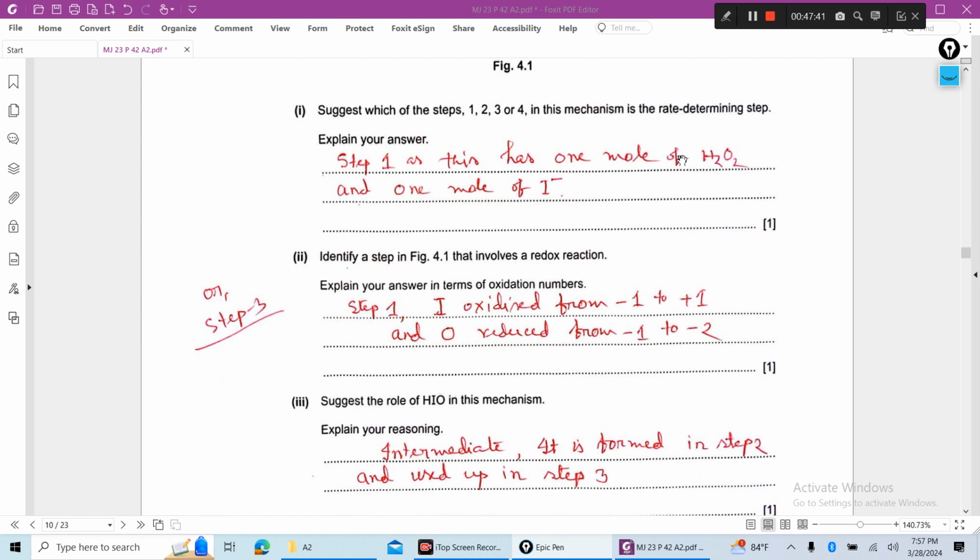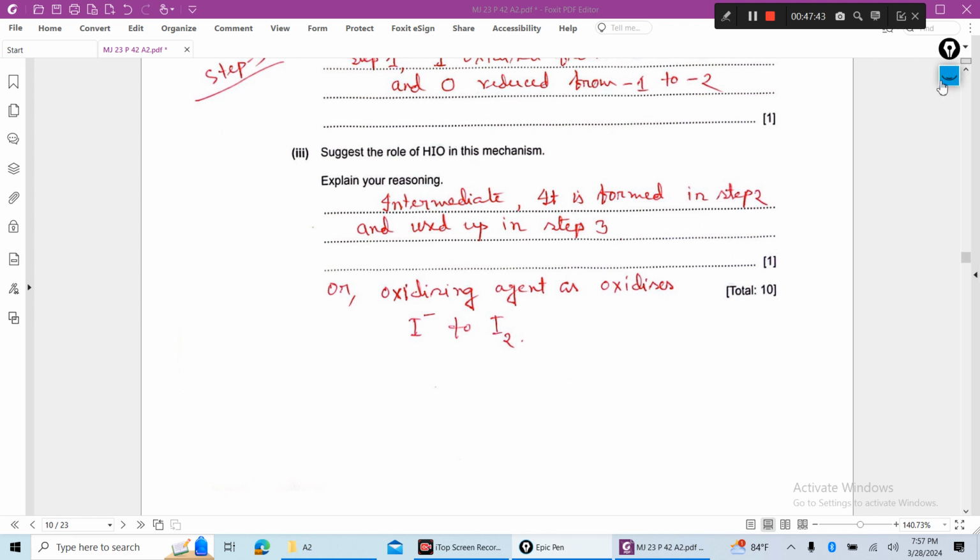Also you can write the role of HIO works as an oxidizing agent, as it oxidizes iodide ion to iodine. So you can write the role is intermediate or the role is oxidizing agent. Any one you can write, you get marks. Okay, thank you dear students.